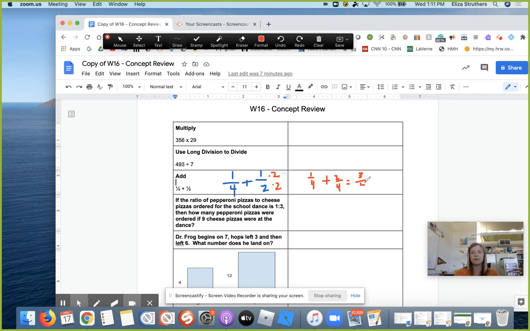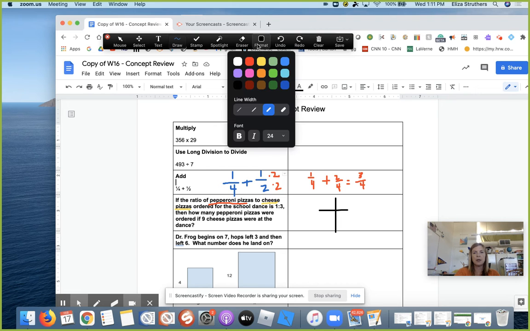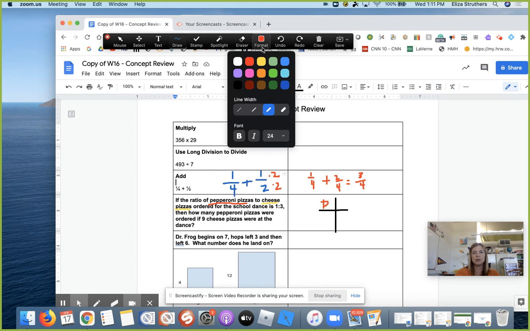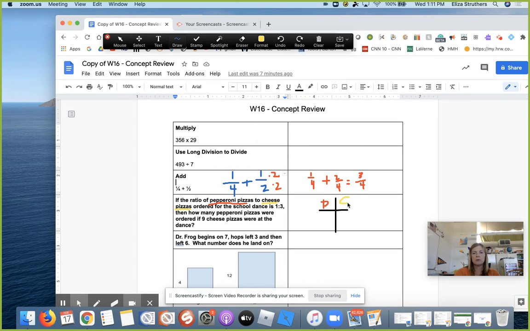All right. If the ratio of pepperoni pizzas to cheese pizzas is 1 to 3, we've got our T-chart here. So create yourself a T-chart when you do problems like this. Make sure that you've got your pepperoni, and you've got your cheese. All right, so what is the ratio? The ratio is 1 to 3. 1 pepperoni to 3 cheese.